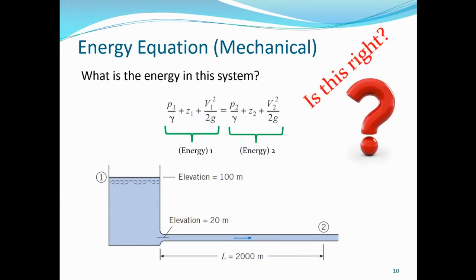The sum of the pressure head plus elevation head plus velocity head. If we take Z2 to be the reference, so this is now 0, but Z1 is equal to the difference in elevation, which is 80. Z1 is 80, which is the head. And you have the pressure head and the velocity head, which you add up here.